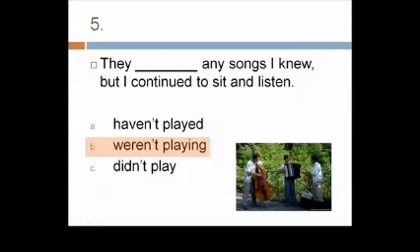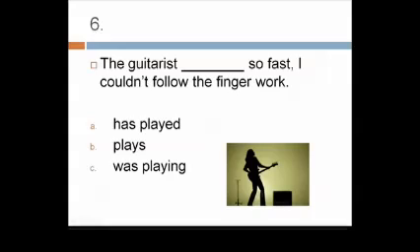6. Answer: C. The guitarist was playing so fast I couldn't follow the finger work. Here we need a past action, but not a completed one. There's emphasis on the process, that process of playing.